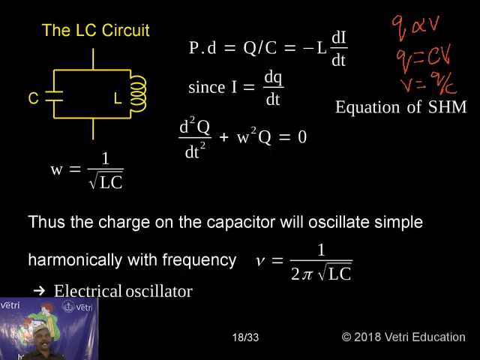That is minus L dI by dt. We have already given the EMF induced in a single coil, minus L dI by dt, since I is equal to dq by dt.